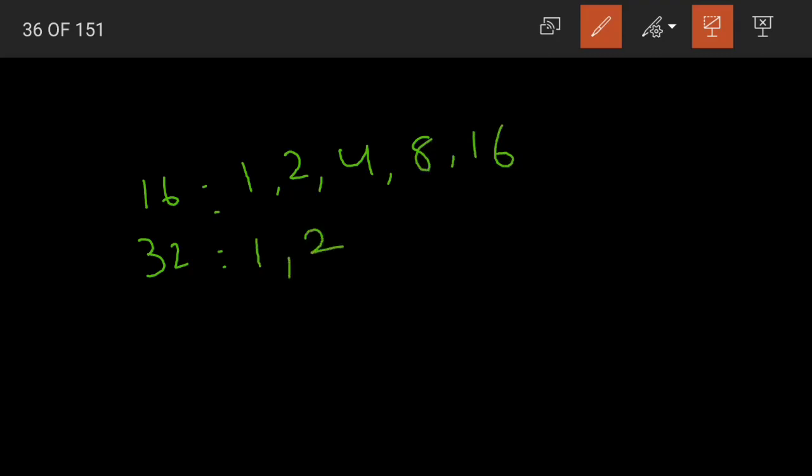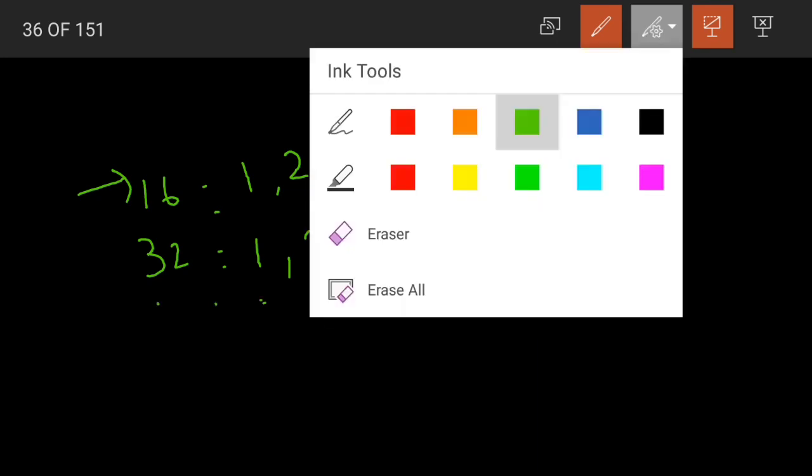Next, 16 and 32. So what are the factors? 1, 2, 4, 8 and 16. Here we have 1, 2, 4. Then we have 8. 4 8s are 32, yes or no? Then we have 2 16s are 32 and 1 32 is 32. Yes. So factors of 16 are 1, 2, 4, 8, 16. Factors of 32 are 1, 2, 4, 8, 16 and 32.